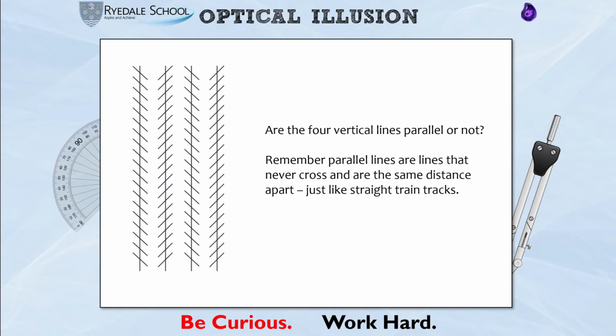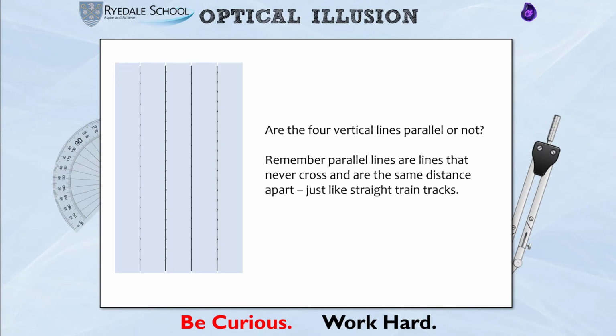Well, this is an example of an optical illusion, where you look at something and your brain is trying to decode what it sees. And if, like my brain, you keep looking at it, the lines seem to move and they don't look parallel to each other. However, if I just cover up those diagonally slanting lines with some rectangles, we can see that the vertical lines definitely are parallel. So a great example there of an optical illusion.